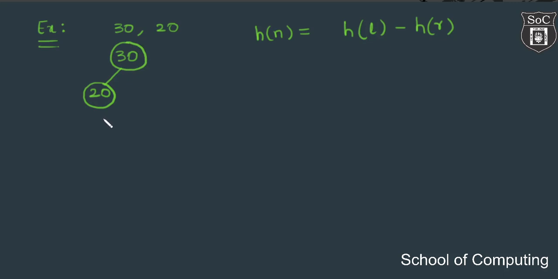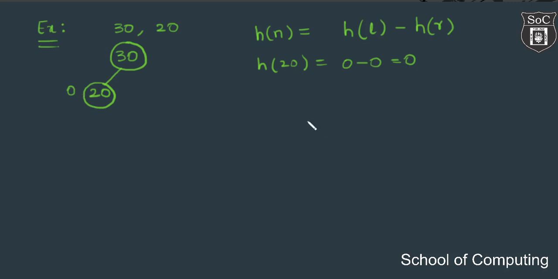20 is the leaf node, and what do you mean by leaf node? It will not have any left child or right child. So there is no left subtree and right subtree. So it will be 0 minus 0. So how do I calculate height at 20? What do I find on the left hand side of 20? There are no children on the left side of 20. There are no children on the right side of 20, and hence the height at 20 is 0. So what do you mean by that? Height at a leaf node will always be 0.